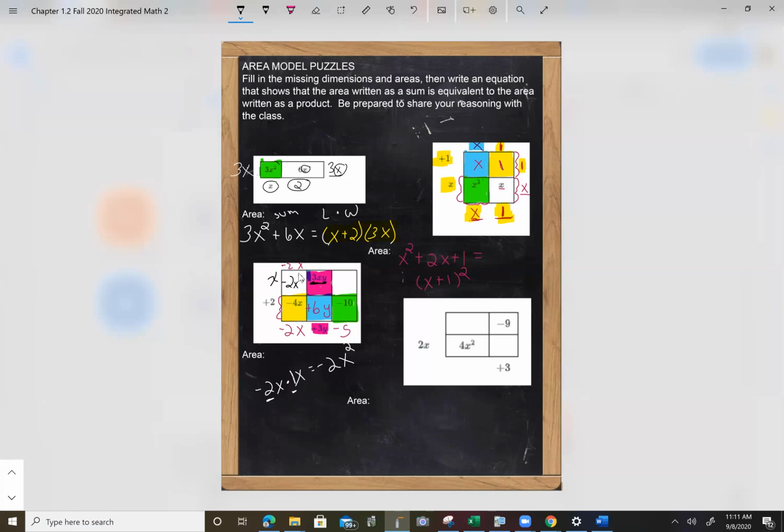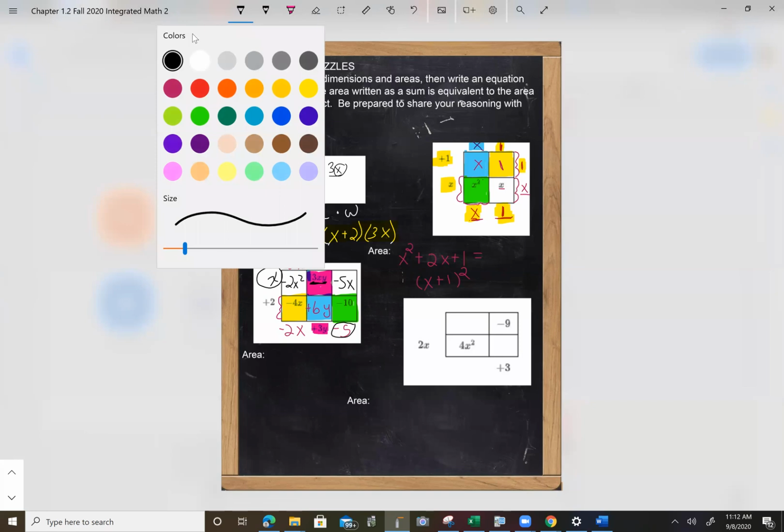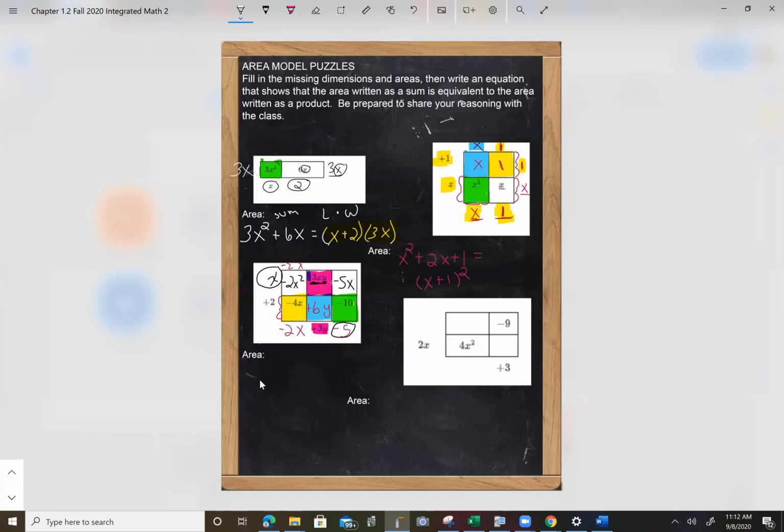So this becomes negative 2x squared. And then last, I have a negative 5 on one side and an x on the other side. And so that just becomes negative 5x. Okay. So when I write the area as a sum, I am just going to add up all of the boxes. So I have a box that's negative 2x squared, a box that's positive 3xy, and a box that's negative 5x. So instead of putting plus negative 5x, I'm just going to put minus 5x. And I have a box that is negative 4x, a box that is positive 6y, and a box that is negative 10.